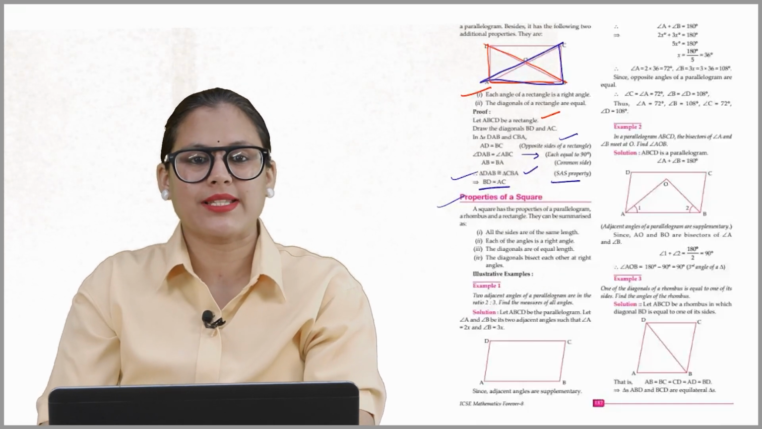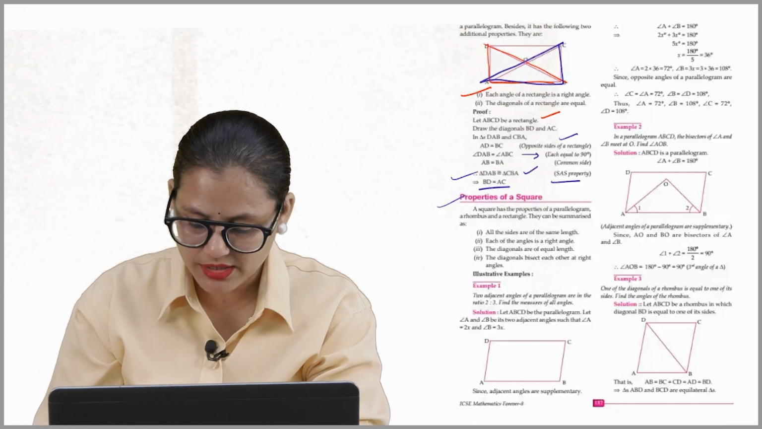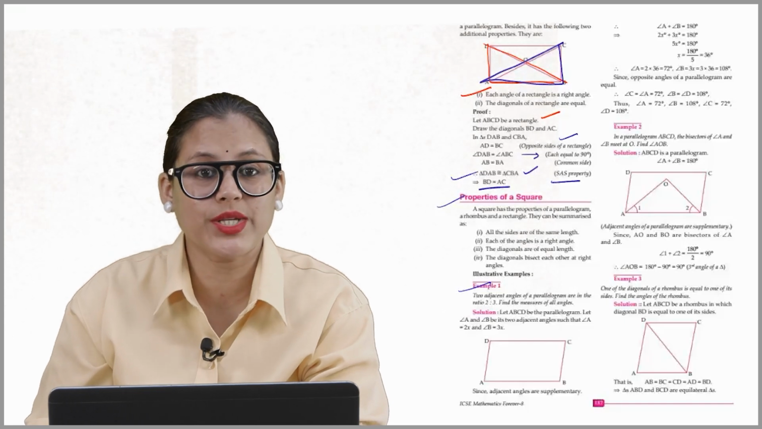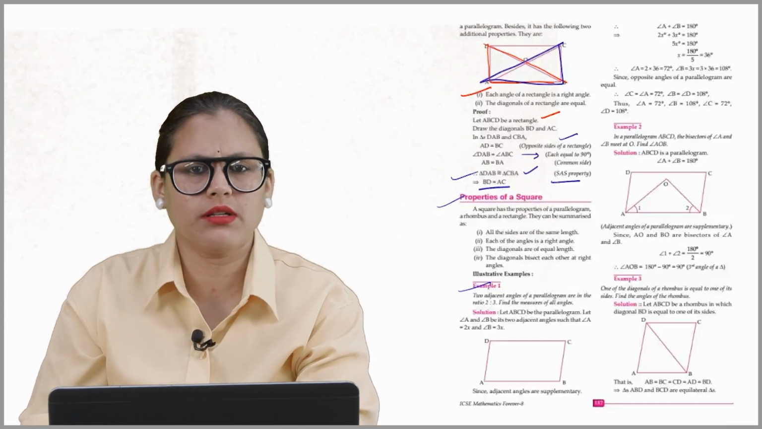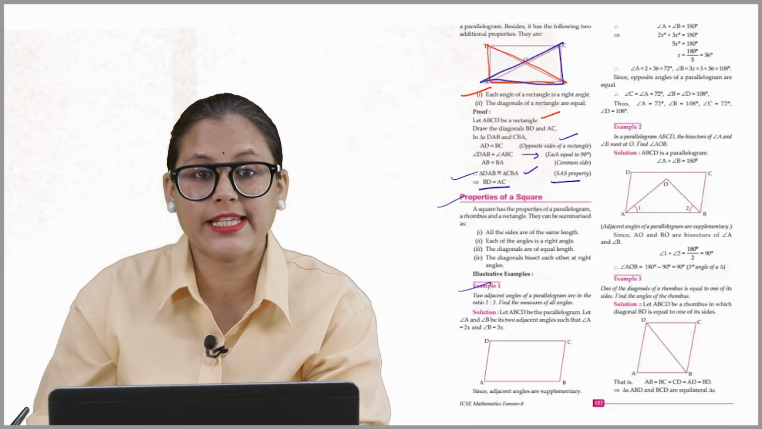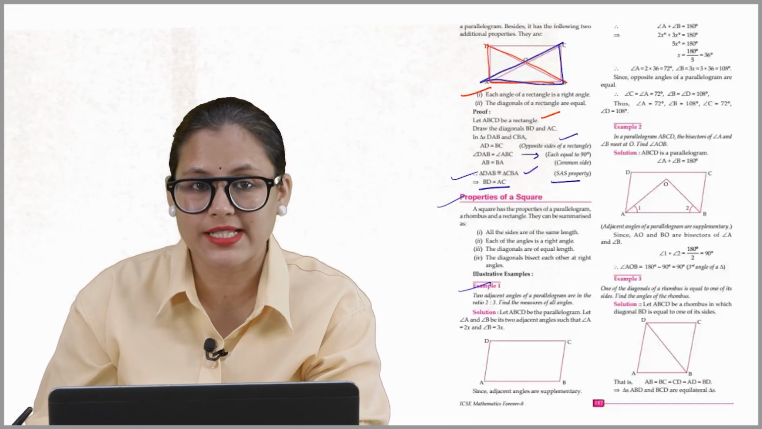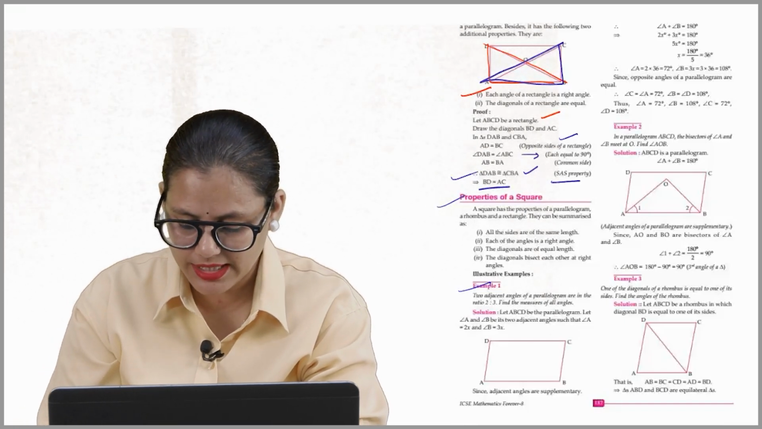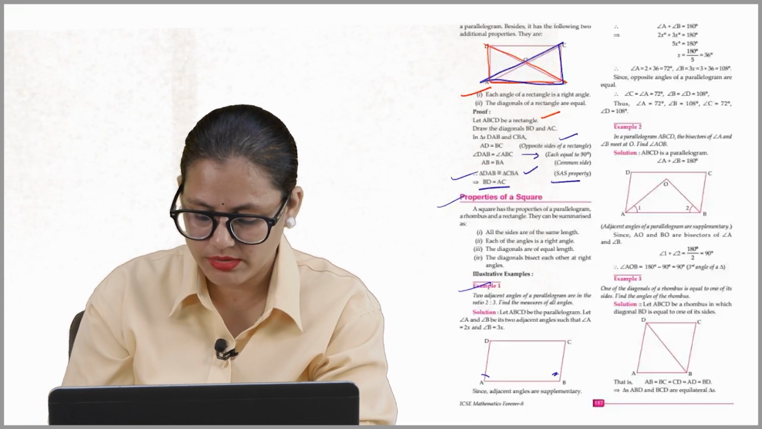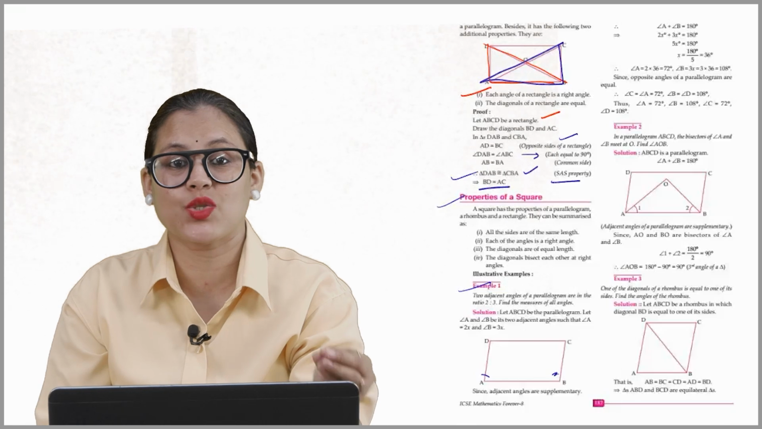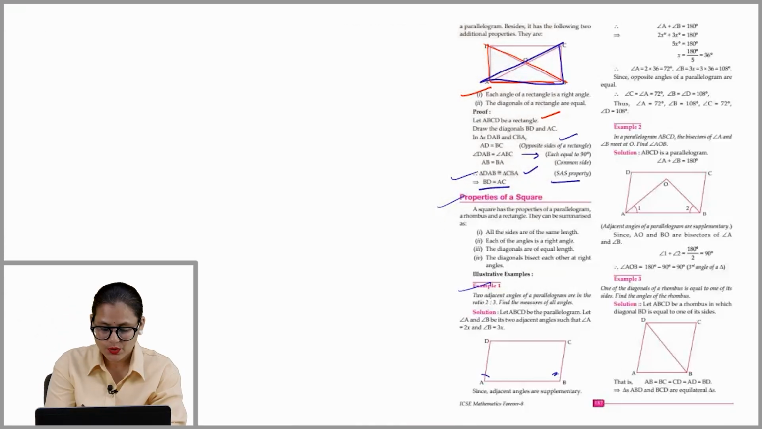Now let's do example 1. Two adjacent angles of a parallelogram are in ratio 2:3. Find the measure of all angles. Okay. So let ABCD be the parallelogram. Let angle A and angle B be its two adjacent angles. That is, their measures, we will let them be 2x and 3x.